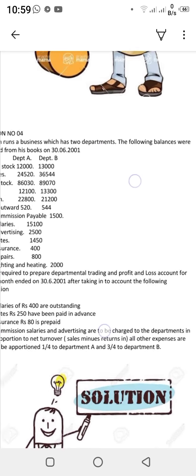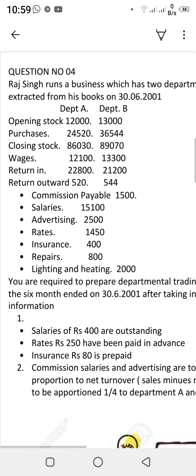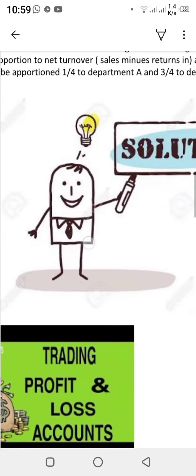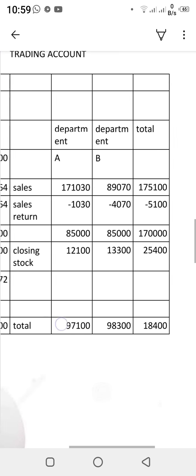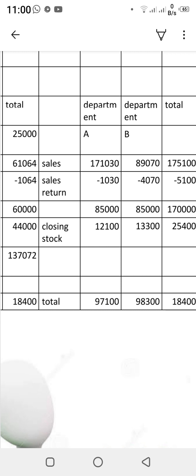Now you can see these amounts in the question. Again, opening stock debit side, purchases debit side, closing stock credit side, wages debit side, return inward and outward will be deducted respectively from purchases and sales accounts. Now it's our time to know how much gross profit the departments are making.